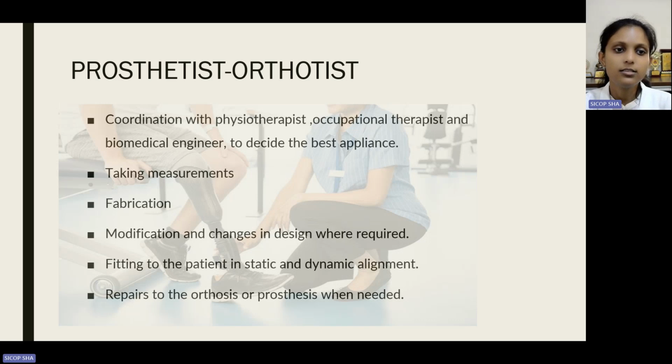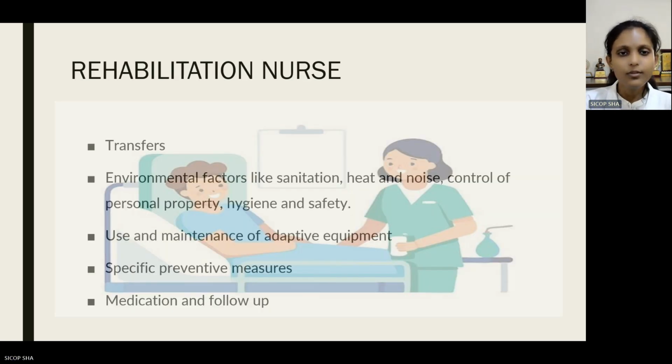So next is the rehabilitation nurse. So the nurse's role is in doing transfers of the patient, maybe from the bed to chair or chair to the washroom, or then again back from chair to bed. As environmental facilitators, they handle sanitization, heat and noise. They control the personal properties, hygiene, as well as safety. All the basic environmental factors are seen by the nurse.